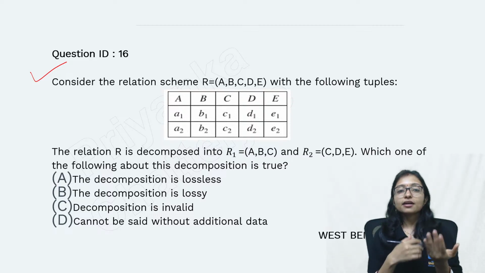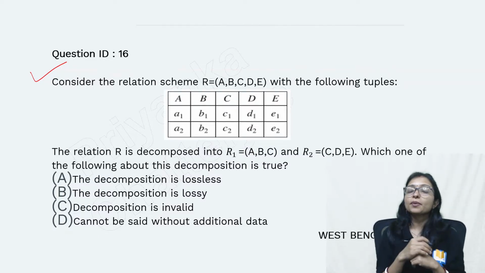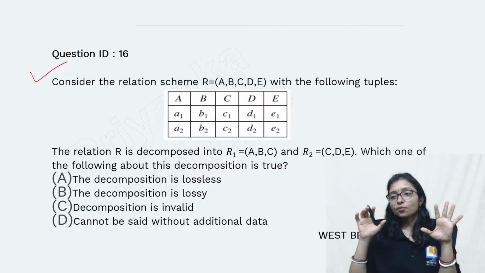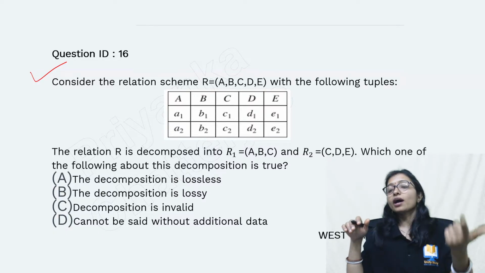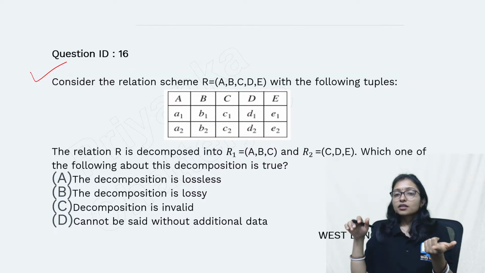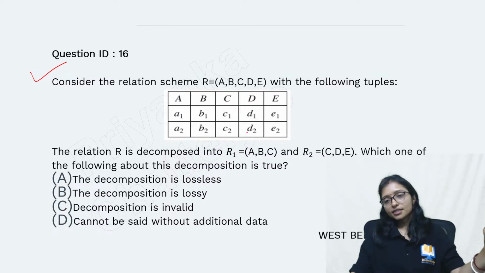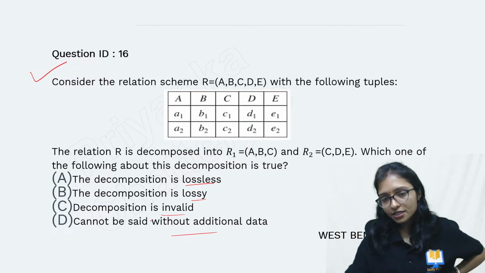This is another type of question where ultimately you have to find out the dependency first. Here they provide the relation and from the relation you have to find out the dependency. Then you have to answer. This is the main thing here. They will not provide any dependency. You have to find out the dependency, then answer whether it is lossless, lossy or invalid.